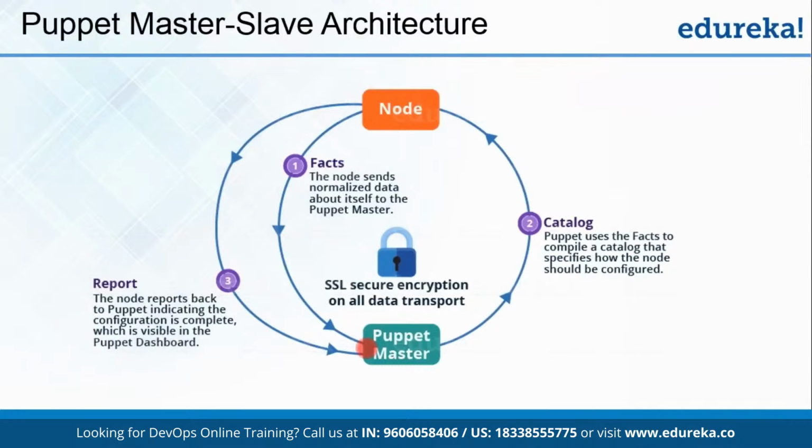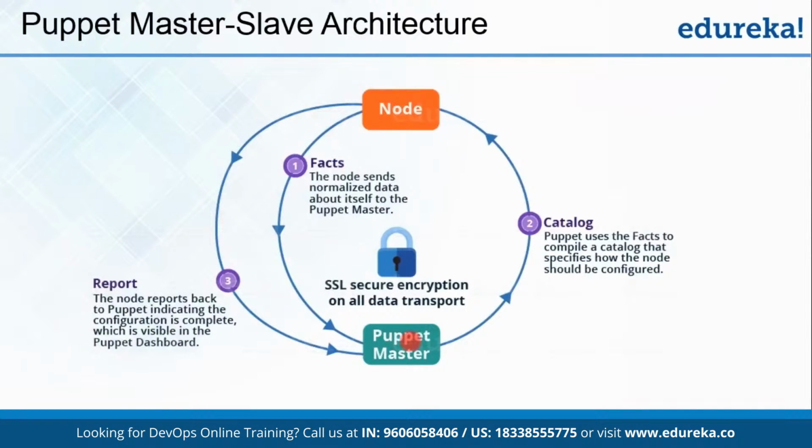Now these facts are then made available in Puppet Master's manifest as variables. Now Puppet Master uses those facts that it has received from the Puppet agent or the Puppet node to compile a catalog. That catalog defines how the slave should be configured. And the catalog is a document that describes the desired state for each resource that Puppet Master manages on a slave. So it is basically a compilation of all the resources that Puppet Master applies to a given slave, as well as the relationship between those resources.